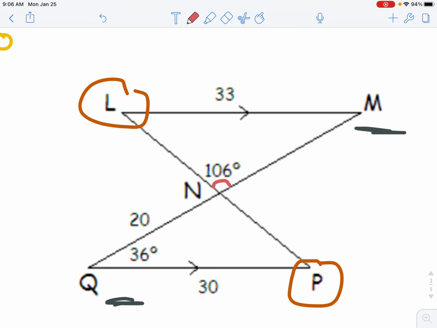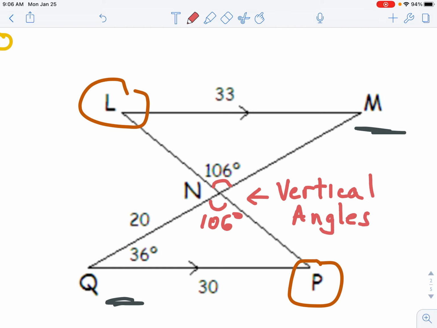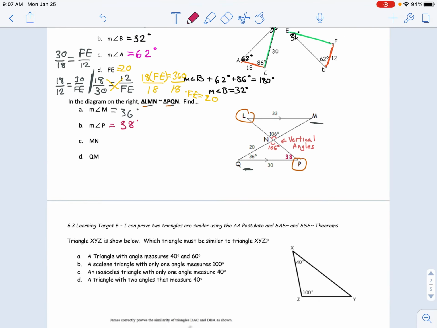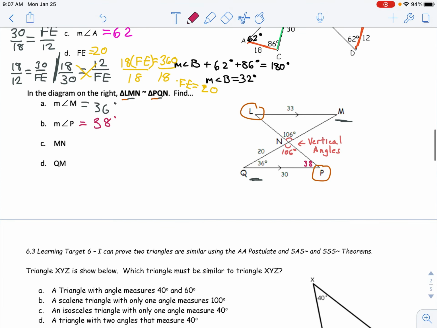Something we can't forget is, boom, we have to see this in the middle. We know that this is also 106 degrees. These are vertical angles. Incredibly important. Don't forget them. We still use them. Still useful. All right, vertical angles. So then we have the triangle sum theorem. And just some quick calculations off screen is going to tell me that this is 38 degrees. All right.